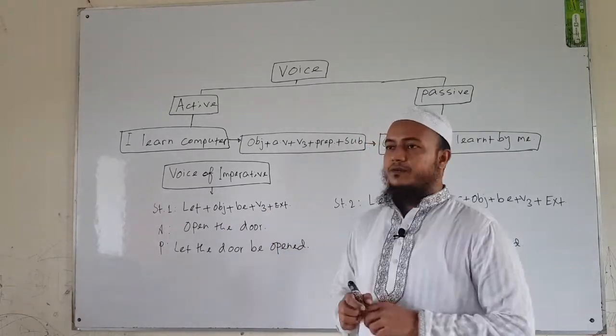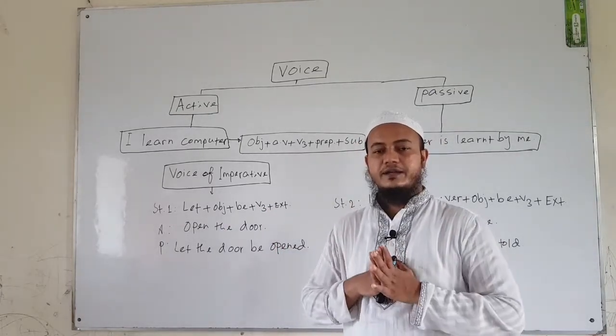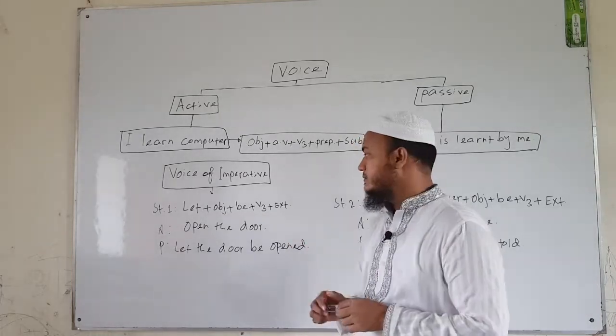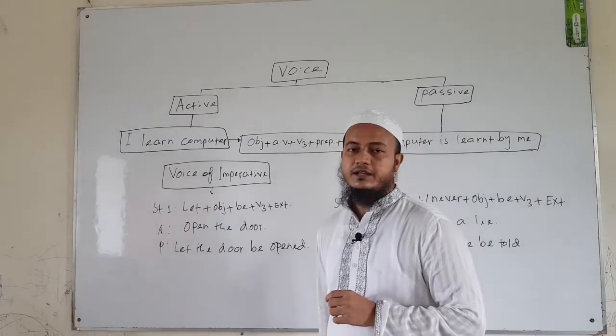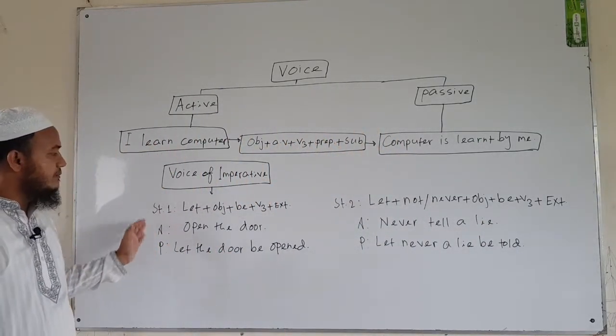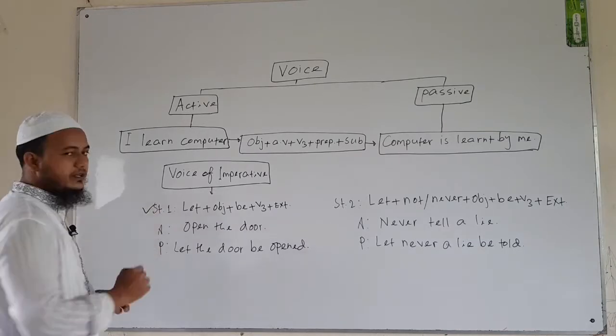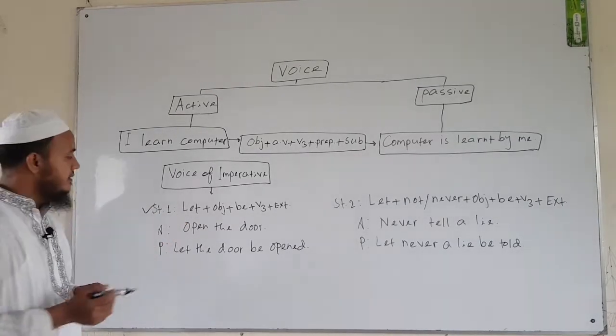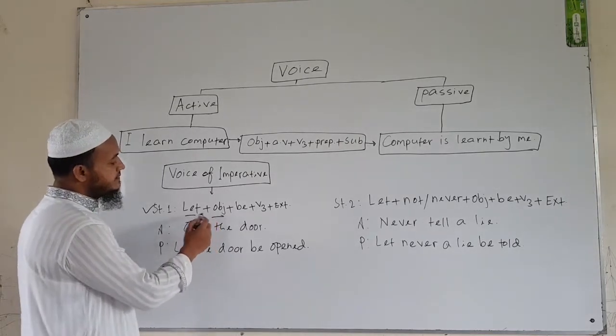So if you want to change the voice of an imperative sentence into passive, you will have to follow two structures basically. This is the first structure, and this structure we normally use for affirmative sentences, all right. So what is the structure here? At first you will have to use let, and then the object.